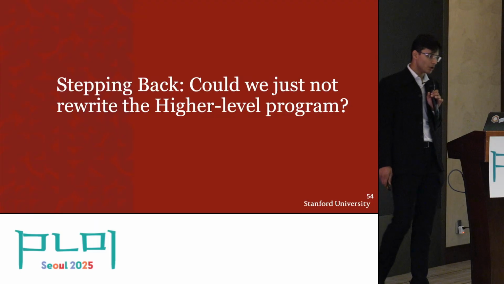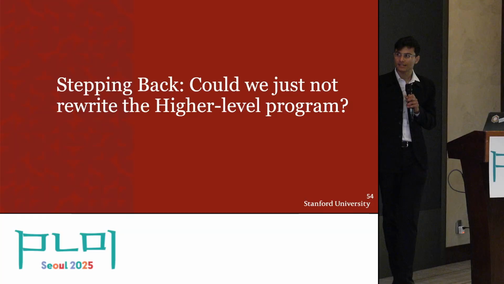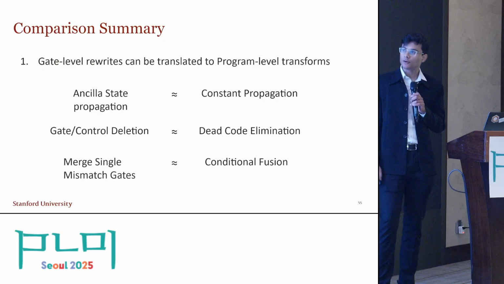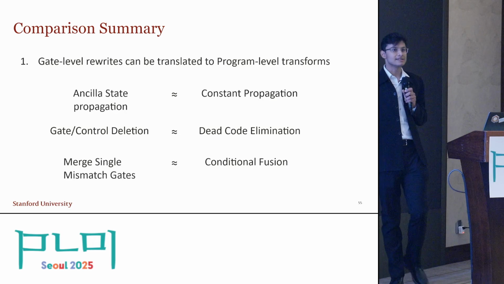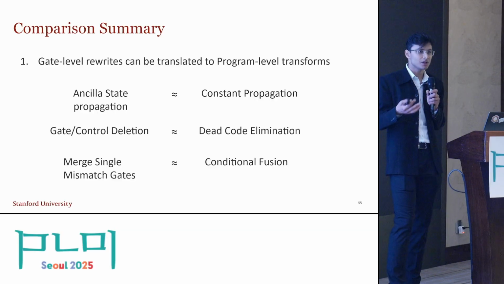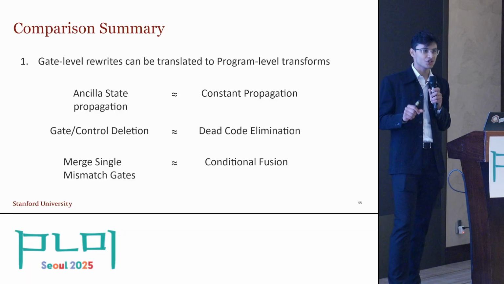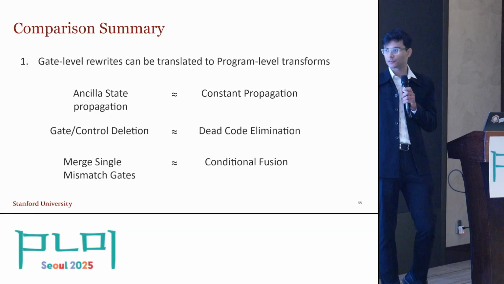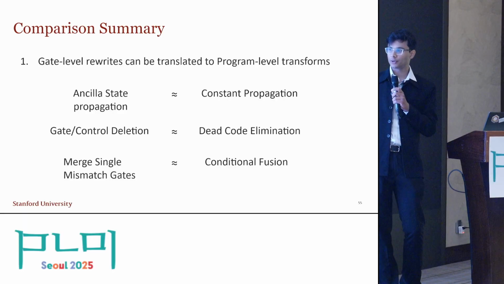Stepping back, one thing we wanted to check from this overall work was, could we not have implemented these rewrites as a higher-level program transformation? What's the difference between those two? One thing we found is that these gate-level rewrites, in some cases, yes, do have corollaries to higher-level program transformations. Some, like the ancilla state propagation that we were doing to annotate the ancilla qubits, is basically similar to constant propagation in a compiler. Or the single mismatch merge that we were doing, which merges gates and deletes a gate and deletes a control, is basically a form of conditional fusion.